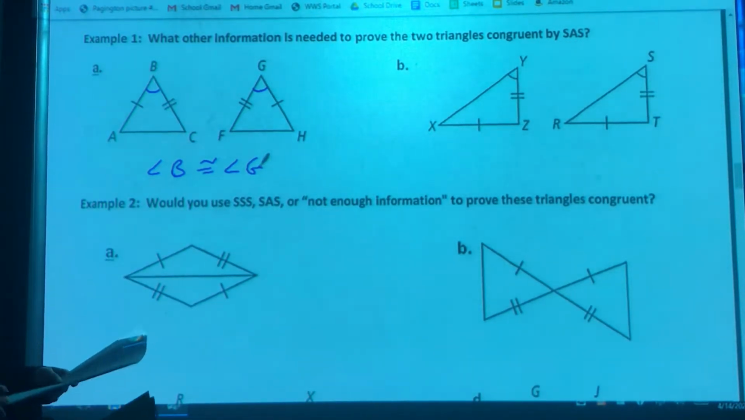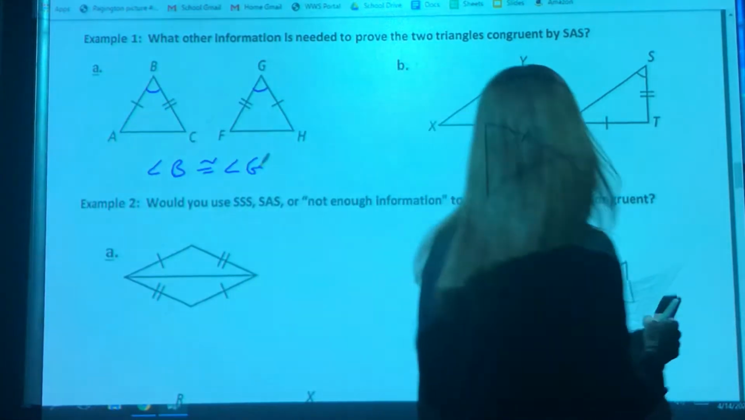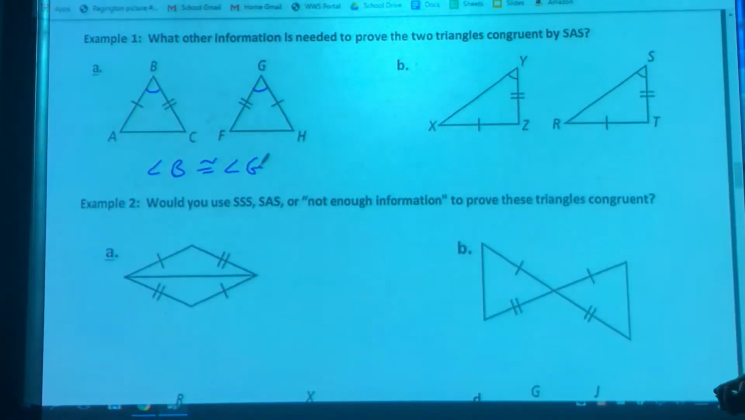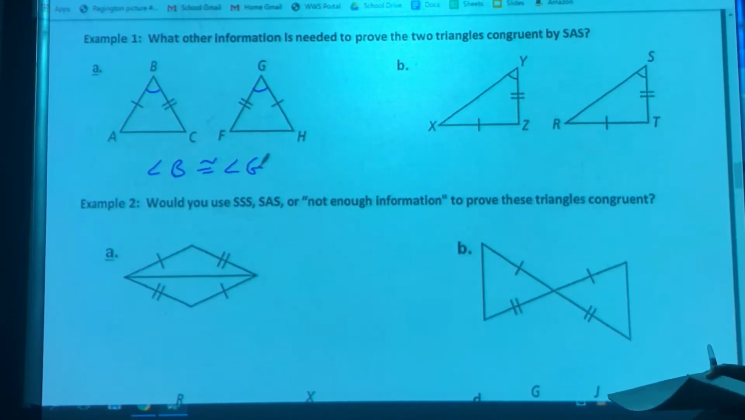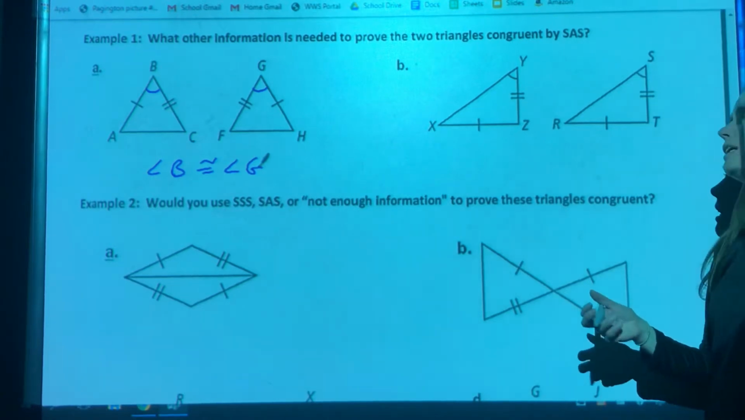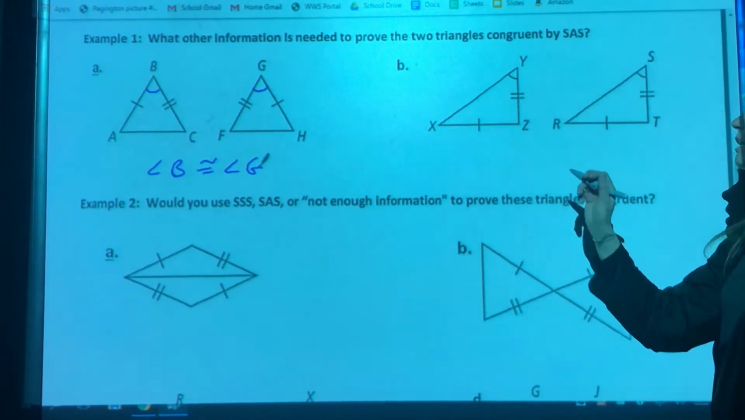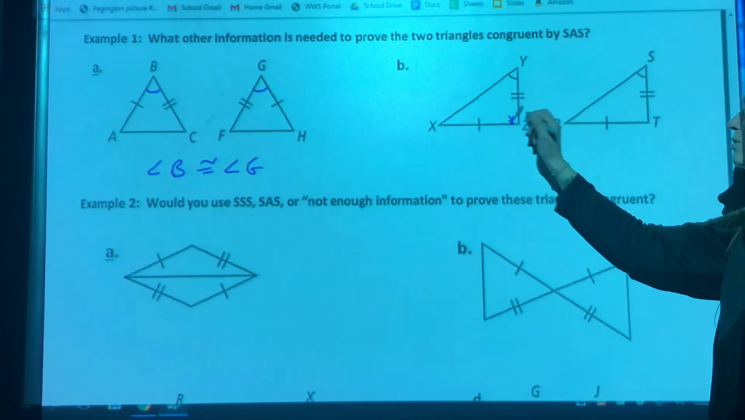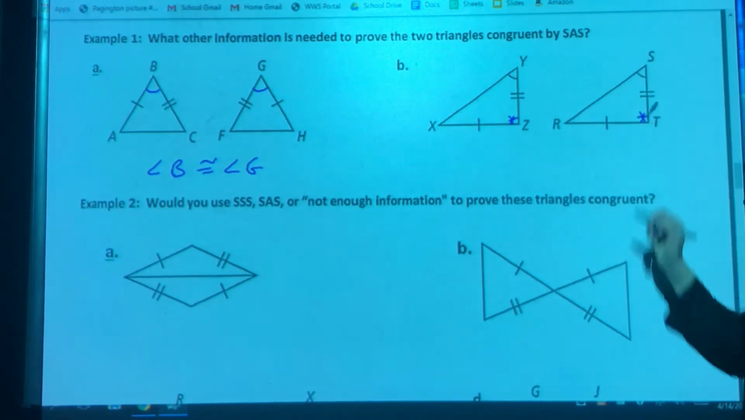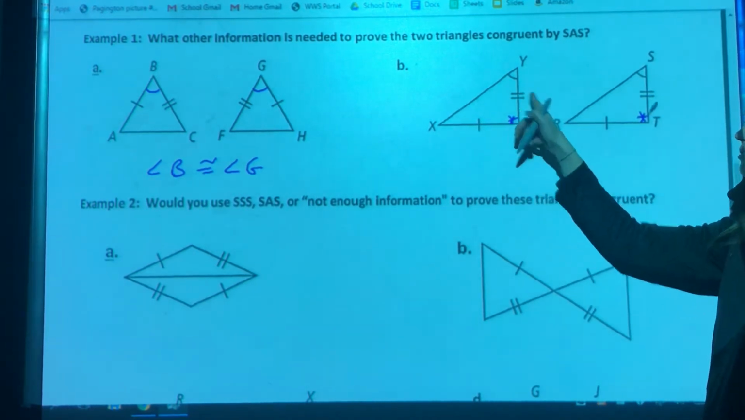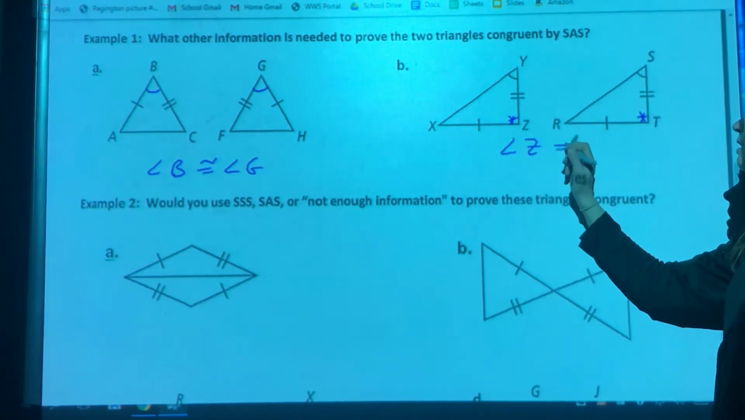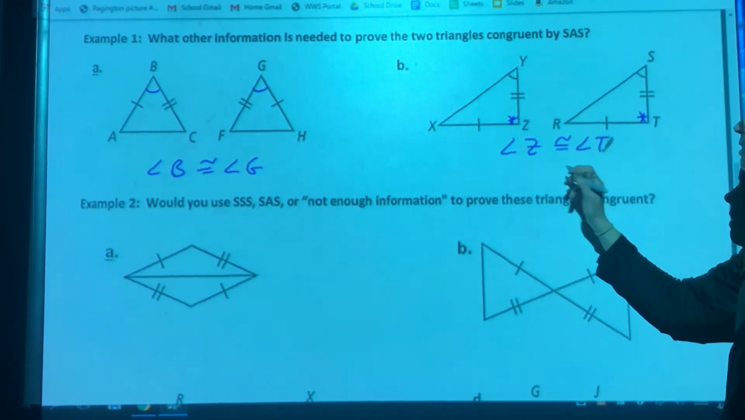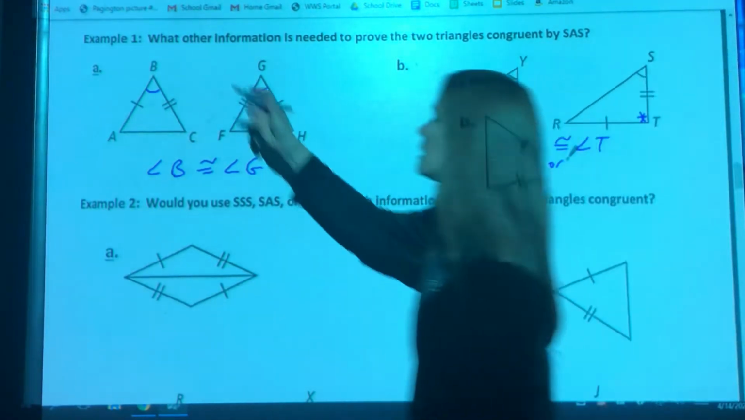Okay. On B, it says what other information to prove these 2 triangles congruent by side angle side. Now on this one, there's 2 pieces of information that would work. Okay. One person might look at it and say, okay, if I knew that this angle was congruent to this angle, I could say they were congruent by side angle side, so that would be fine. Angle Z is congruent to angle T. Okay, but there's another correct answer here.